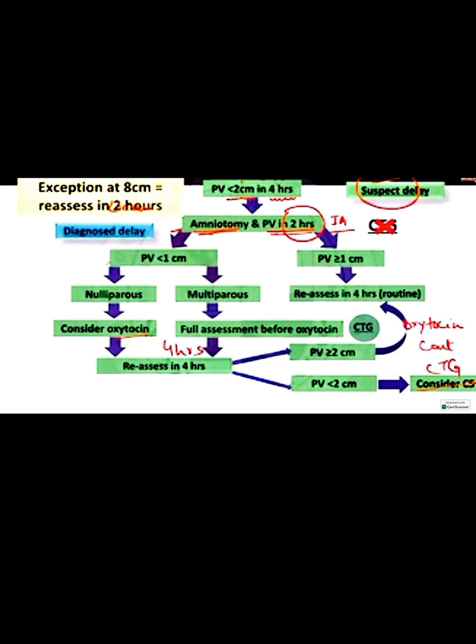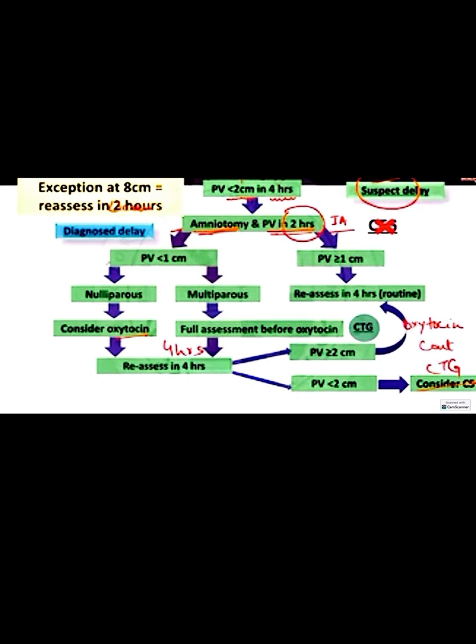Then what you have to do is wait a further 4 hours. If after 4 hours the progress is equal to or more than 2 centimeter, then you continue reassessment in 4 hours. But if it is less than 2 centimeter, then you have to take a decision, because the delay is still suspected. Then you wait a further 2 hours, and if there is still 1 centimeter, you have to start oxytocin.